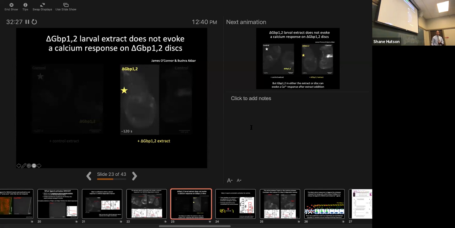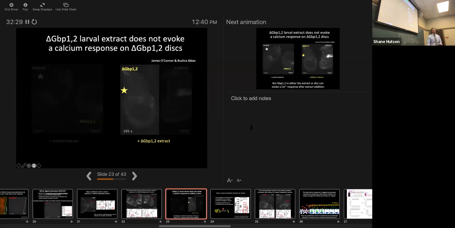Right. Now, this may be a case where we pushed one experiment too far, but we learned something really interesting after being confused for a while. So we're going to take extract that came from flies that either did or did not make GBPs, did or did not make the ligand. And we're going to put it onto wing discs that either do or do not make the ligand.